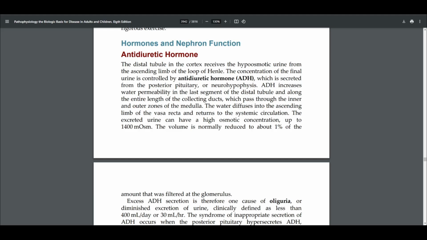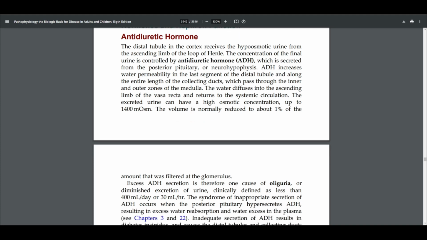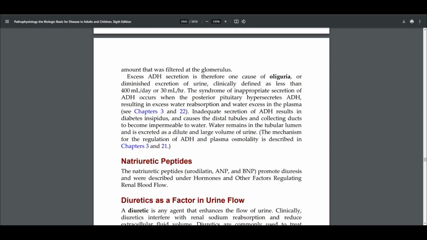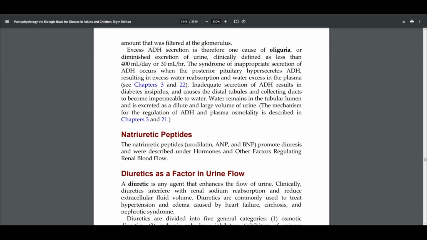The water diffuses into the ascending limb of the vasa recta and returns to the systemic circulation. The excreted urine can have a high osmotic concentration, up to 1400 mOsm. The volume is normally reduced to about 1% of the amount that was filtered at the glomerulus. An excess of ADH secretion is therefore one that can cause oliguria, or diminished excretion of urine, clinically defined as less than 400 mL per day or less than 30 mL per hour.